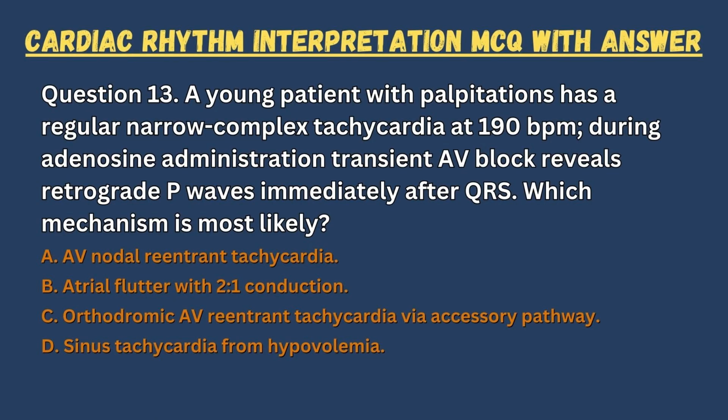Question 13. A young patient with palpitations has a regular narrow complex tachycardia at 190 BPM. During adenosine administration, transient AV block reveals retrograde P waves immediately after QRS. Which mechanism is most likely? A. AV nodal reentrant tachycardia. B. Atrial flutter with 2:1 conduction. C. Orthodromic AV reentrant tachycardia via accessory pathway. D. Sinus tachycardia from hypovolemia.